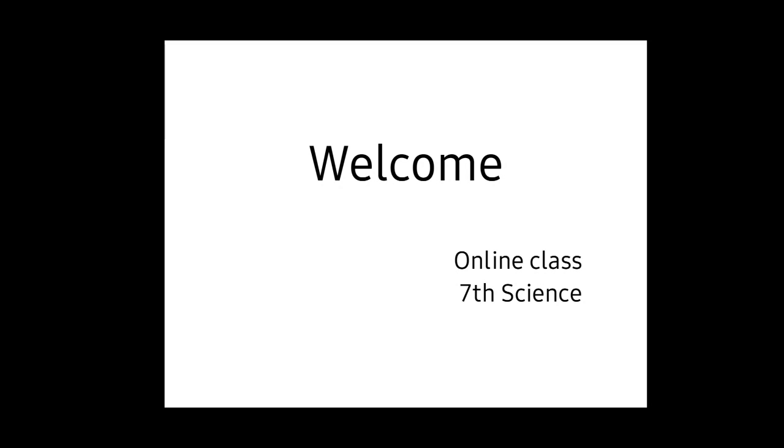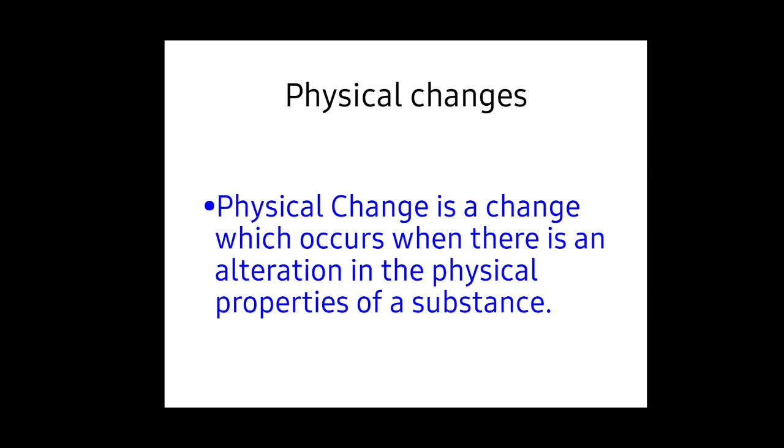Today we are going to see about class 7 science chapter 6. The name of the lesson is physical changes and chemical changes. Let us start with physical changes.